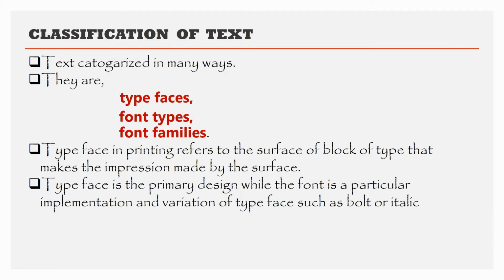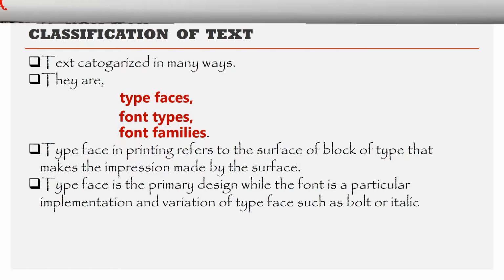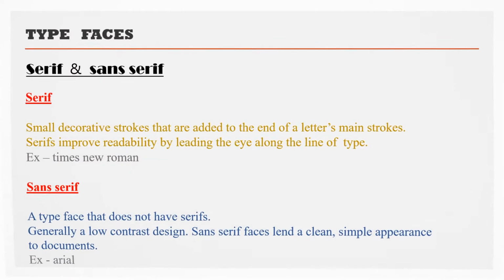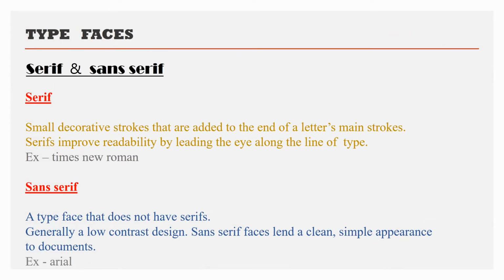Classification of text. Text is categorized in many ways. They are typefaces, font faces, and font families. Typefaces. There are two typefaces, serif and sans serif. Examples for serif: Times New Roman. Examples for sans serif: Arial. These types are more familiar to you.